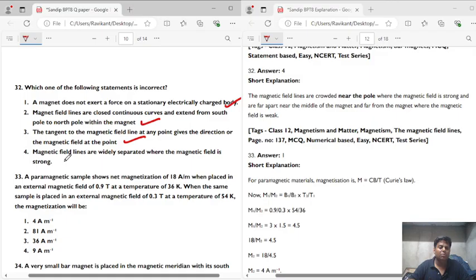The fourth statement says the magnetic field lines are widely separated where the magnetic field is strong. No, this is wrong, because wherever the field is strong, the field lines of any vector field are close to each other, whether it is electric field, magnetic field or gravitational field. So for the magnetic field, if the field is strong, the field lines should be very close to each other, but here they say it's widely separated. So this statement is wrong. As they need an incorrect statement, the correct answer is option 4, the fourth statement.